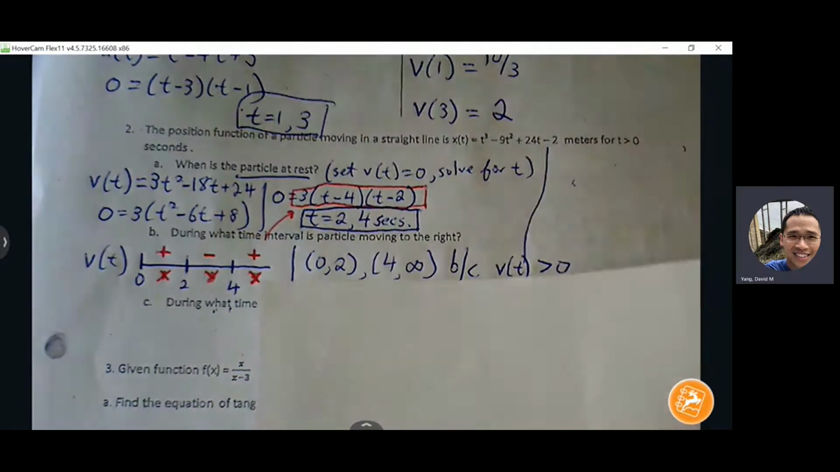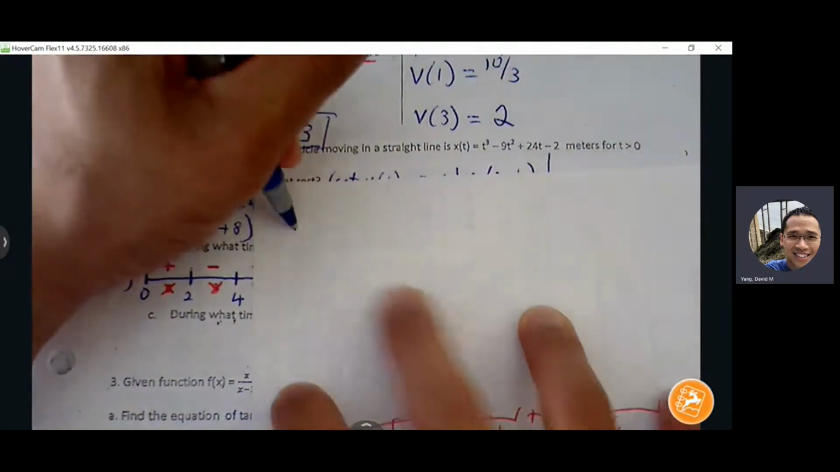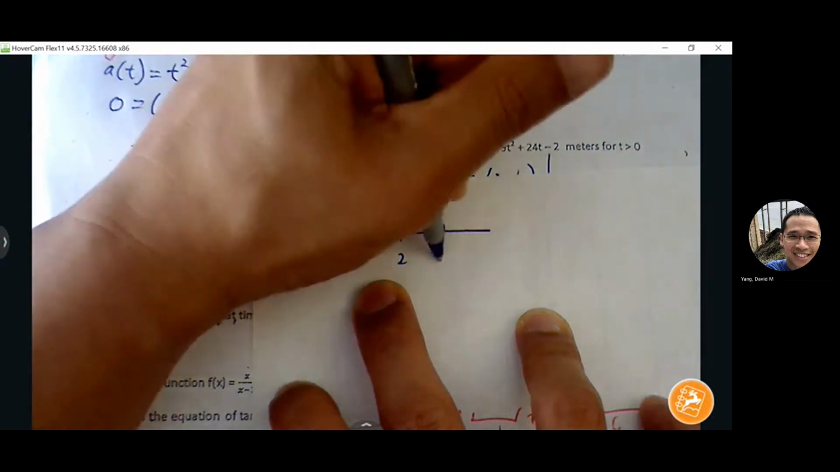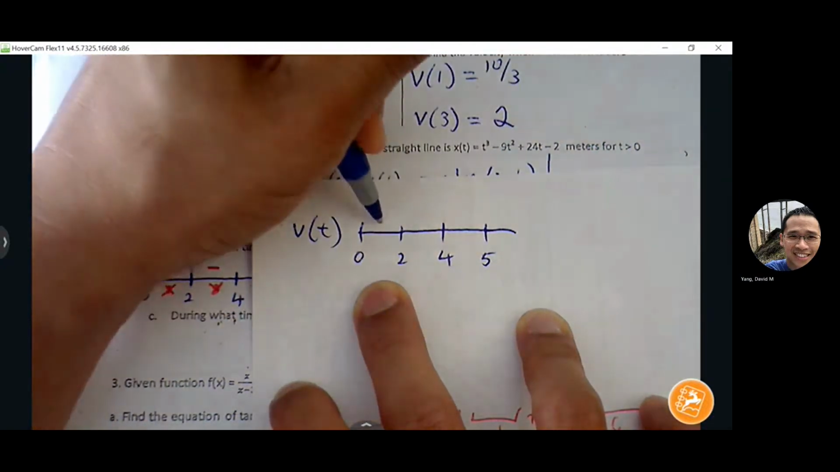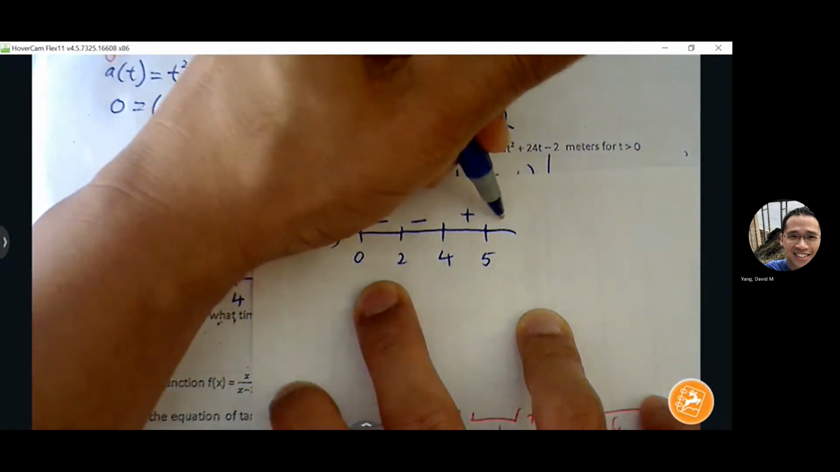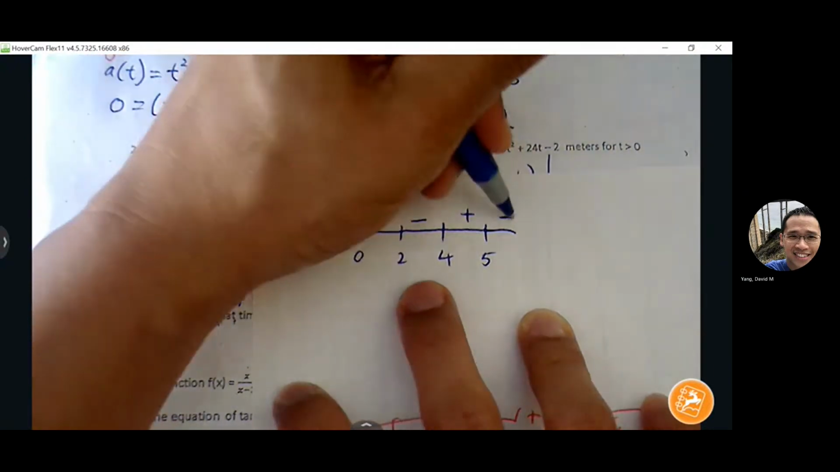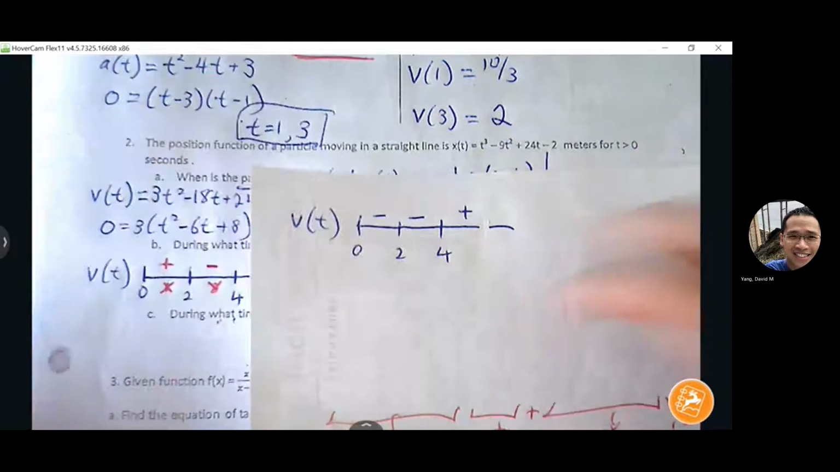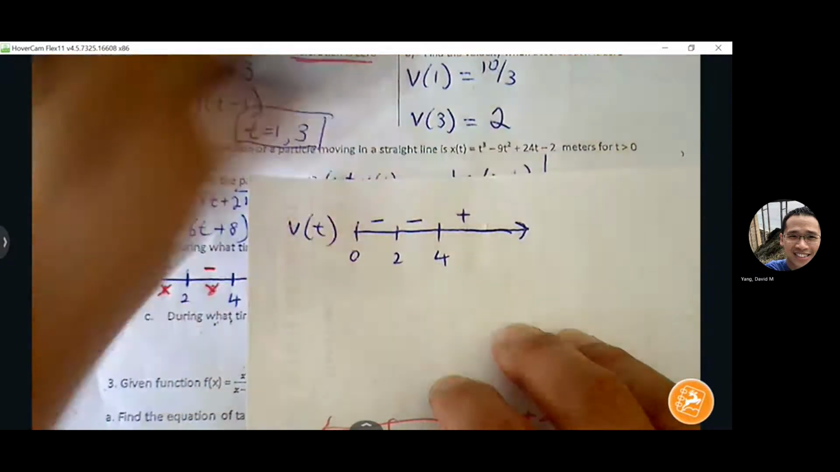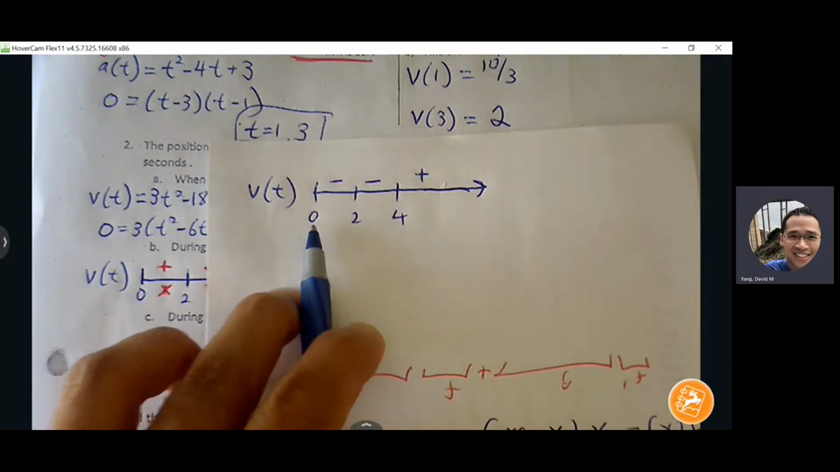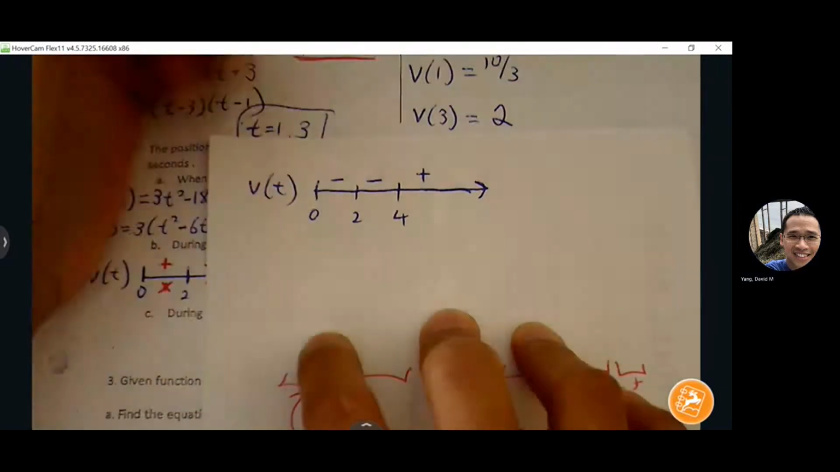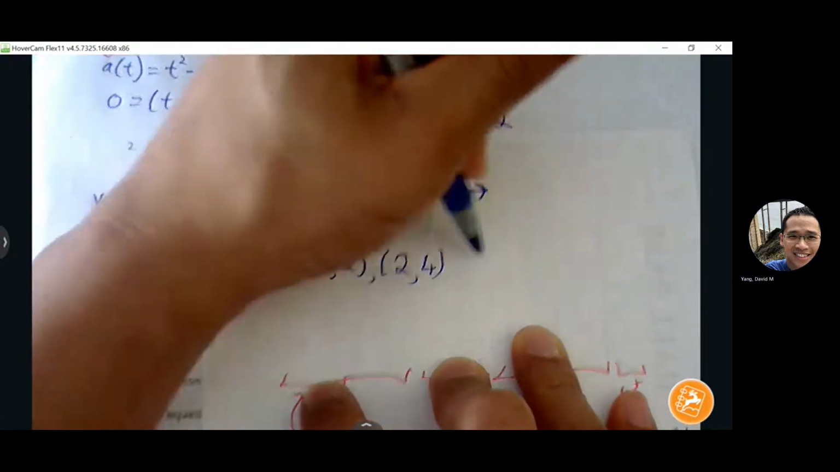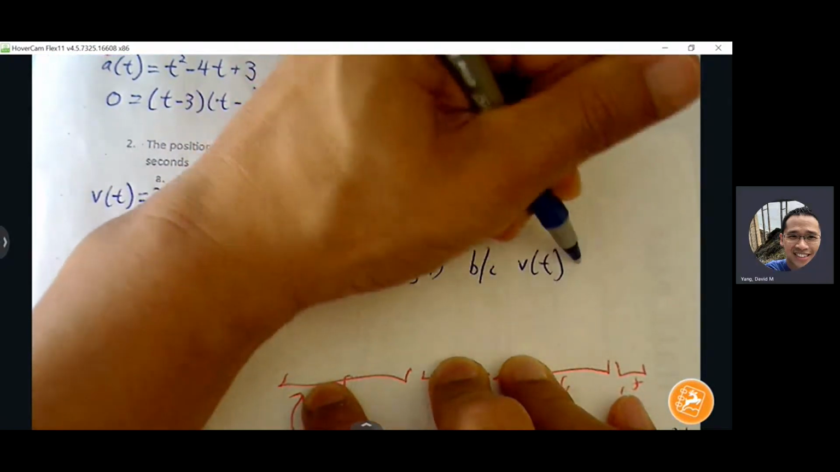Before we get to number three, let me just do a quick visual here. Let me give you another example. We don't have to write this down, but what if I had this? Okay, so if I ask you, when is the particle moving to the left, what would you say? And then, to the 4. Because velocity is less than 0.